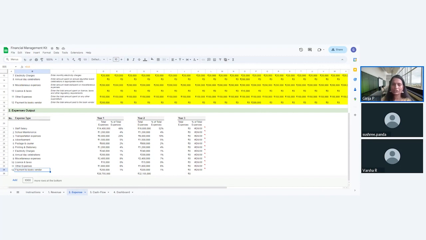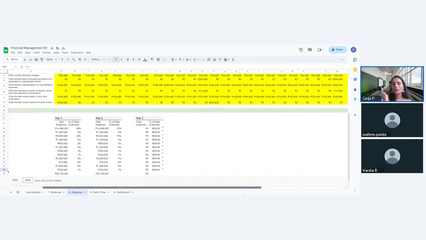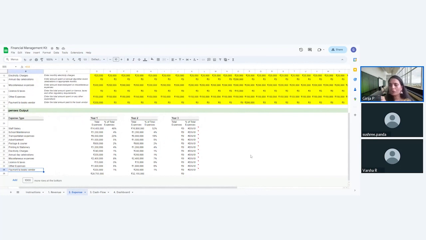And here, because I have put up the data for the second year, you can see the data for the second year as well. I haven't put the data for the third year, so you can see it is not showing anything. So it totally depends on you how you want to use this.